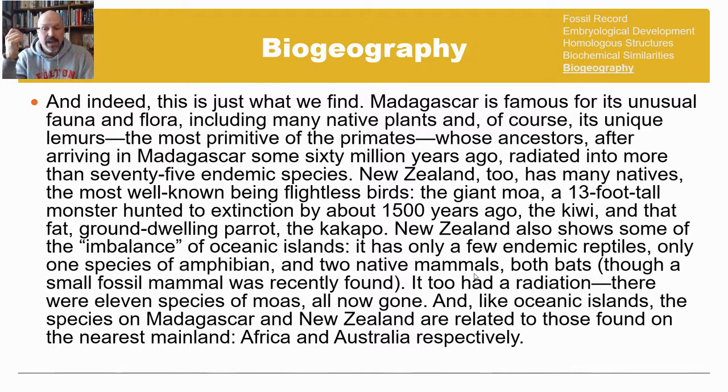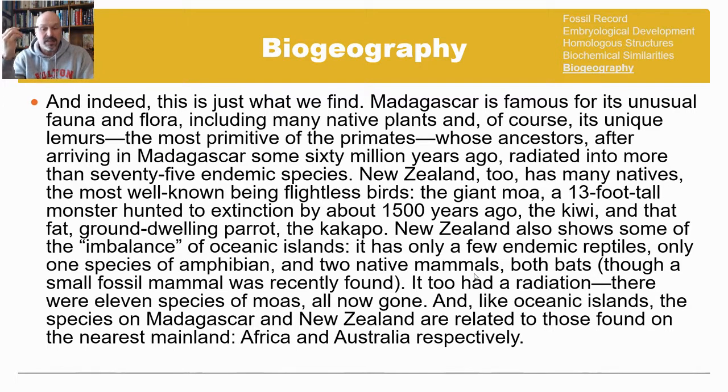New Zealand, too, has many native species, the most well-known being flightless birds: the giant moa, a 13-foot monster hunted to extinction about 1,500 years ago, the kiwi, and that fat ground-dwelling parrot, the kakapo. New Zealand also shows some of the imbalance of oceanic islands. It has only a few endemic reptiles, only one species of amphibian, and two native mammals, both bats, though a small fossil mammal was recently found. It too has radiation. There were 11 species of moas, all gone.